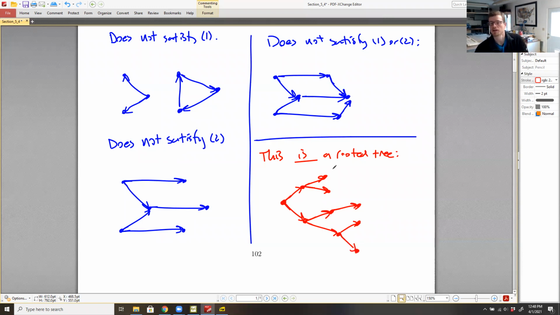Now the in degree of every vertex is exactly 1. Excellent. The out degree might be more than 1. That's cool, it doesn't matter. And then we have 1 vertex with in degree 0. So this would be the root. Excellent. So that's rooted trees.